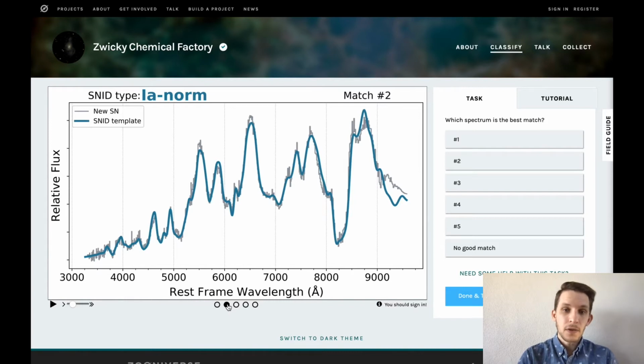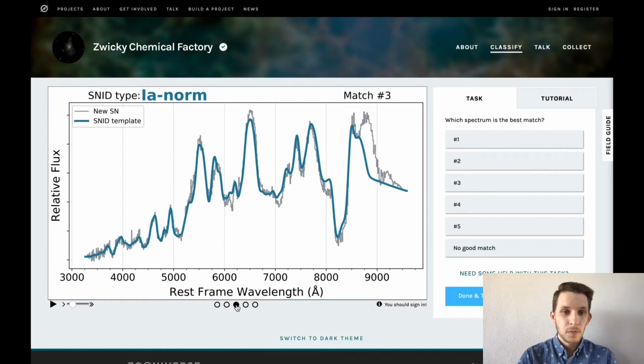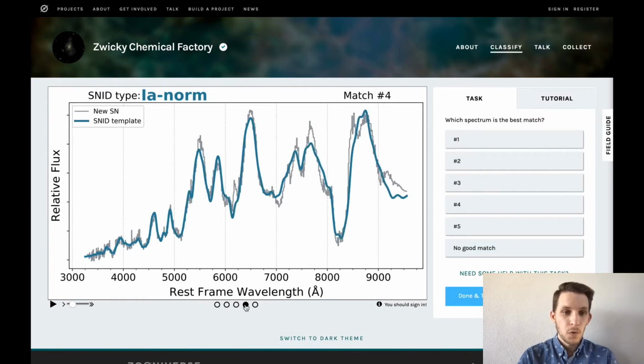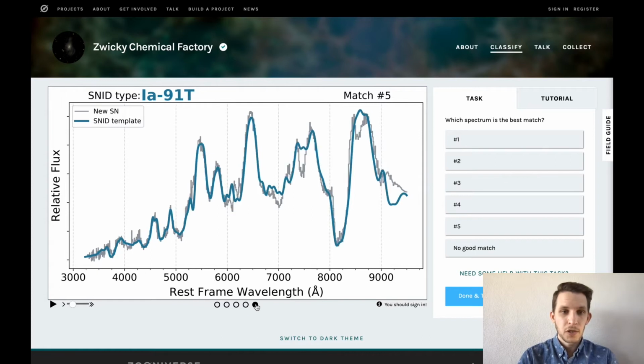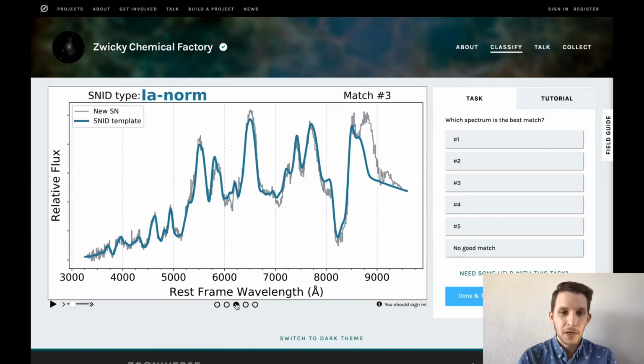Match number 2 looks a little bit better, but those are very similar, to be quite honest. Match number 3, maybe just a touch worse. Match number 4, also a really good match. And match number 5 also looks like a pretty good match to me, although there is this one feature here that isn't matched so well at about 7,500 angstroms, and I think that was matched decently well in some of the other spectra. So I think I'll avoid match number 5.